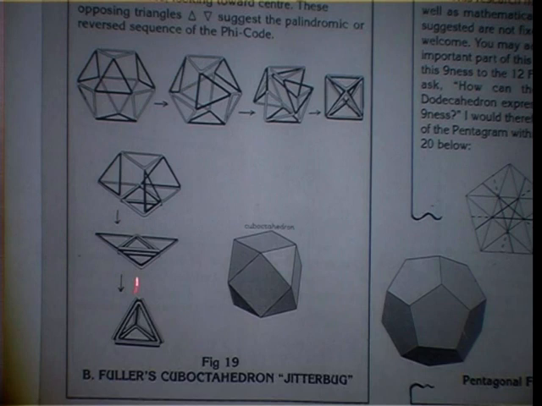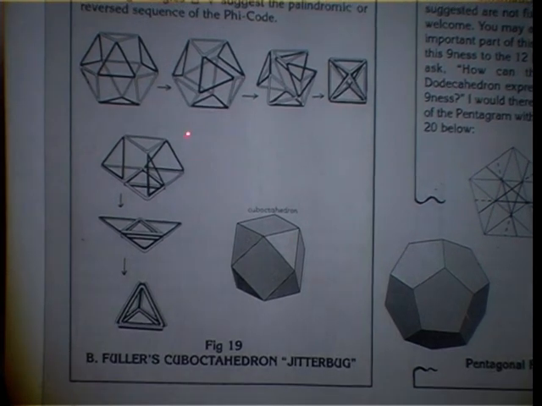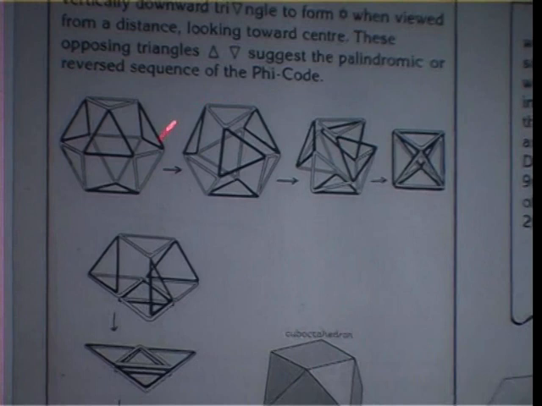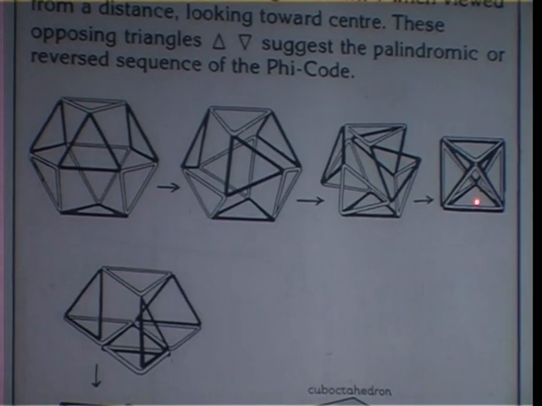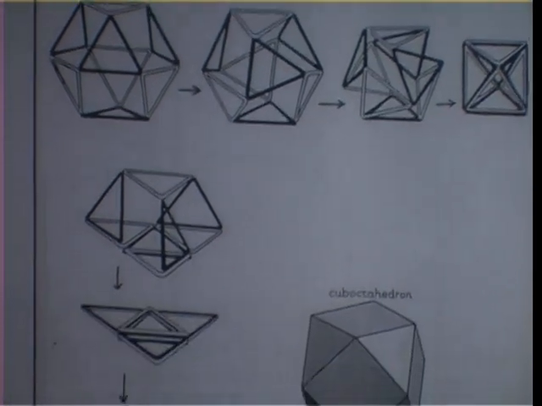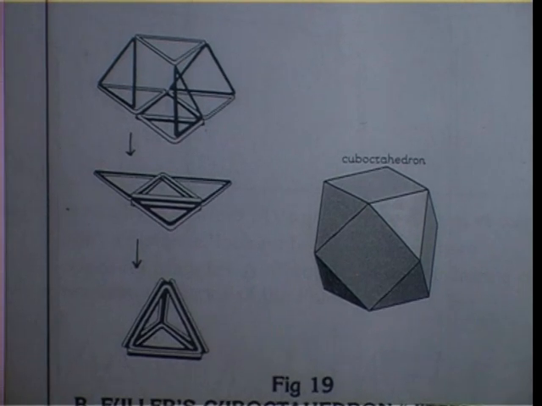This is the diagram of Buckminster Fuller's cuboctahedron, which he termed the jitterbug, and it just shows what I just did before your eyes. We have the full shape. When it's half compressed, it makes an icosahedron, and then as we compress it again, it becomes an octahedron, and we compress that again and it becomes a tetrahedron. So now you can understand why the 5 Platonic solids are just part of the mystery.